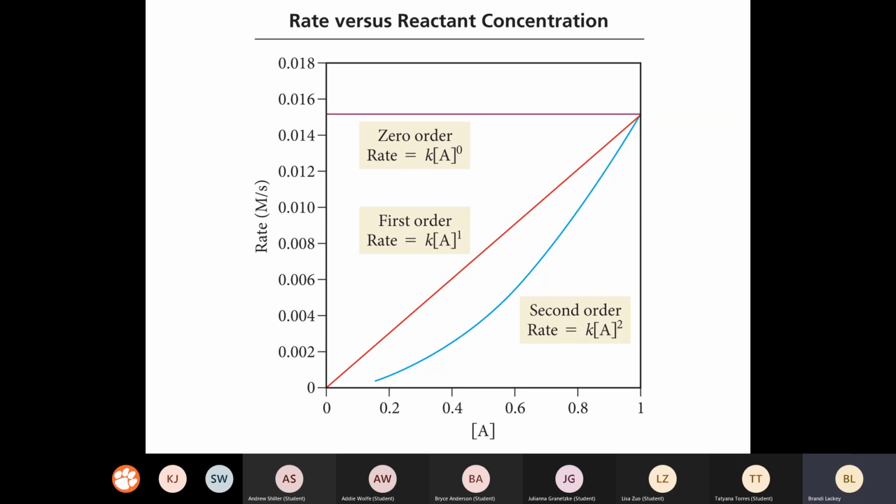Yeah, Lisa, the x-axis here is molarity. Anytime you see those square brackets, it's indicating a concentration. So it's saying the concentration of A, so molarity of A compared to the rate in molarity per second.